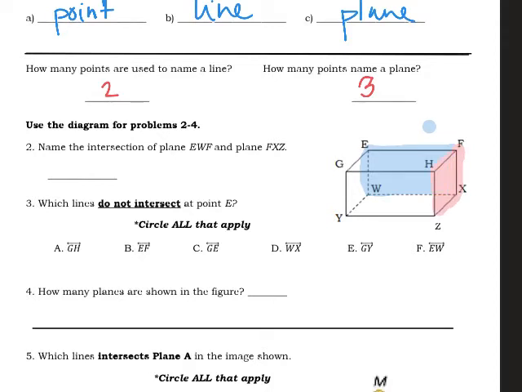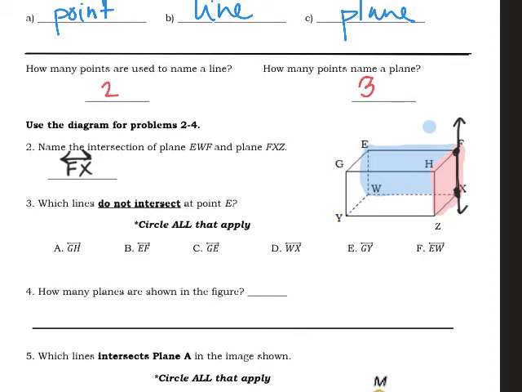So the question is, what do they share? What points do they share? Do they share any points? X. What else? F and X? Okay. Trying to change the color here. All right. So F and X. So does 2 points identify a point, a line, or a plane? A line. Good. That was the question we just answered, remember? All right. So FX. Line FX.